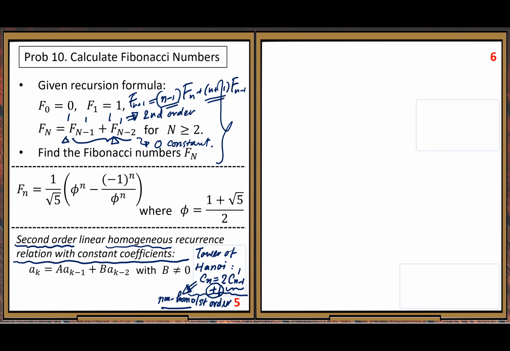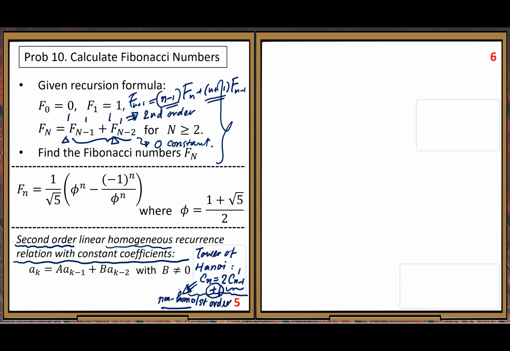And we consider a general case, not just this special example. The general case: a_k equals capital A times a_(k-1) plus B times a_(k-2), with B not equal to 0. Because if B equals 0, then it becomes first order, not second order. Here, we only want to consider the second order. First order is much easier, so we do not worry about it.